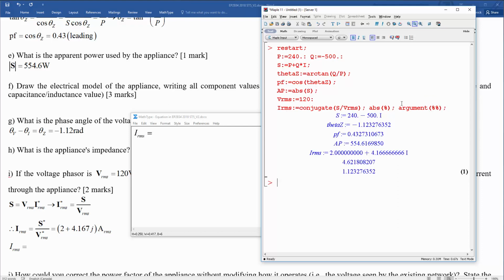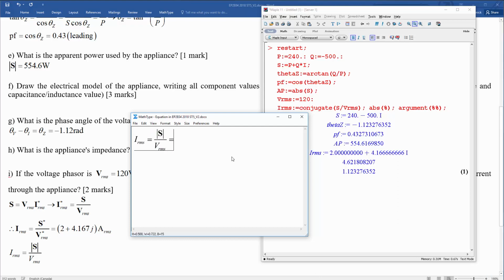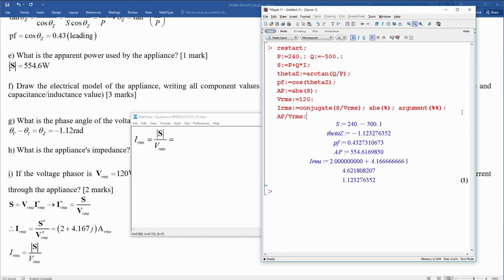And the phase of it. But another way to do it, if you want to check, is by taking the apparent power and dividing by V RMS. So let's check what that is. And we get the exact same value. We've already figured out that the current phasor has a phase of positive 1.12 relative to the voltage, so that's where that comes from as well.